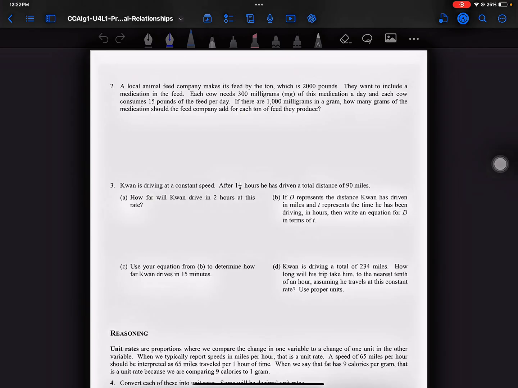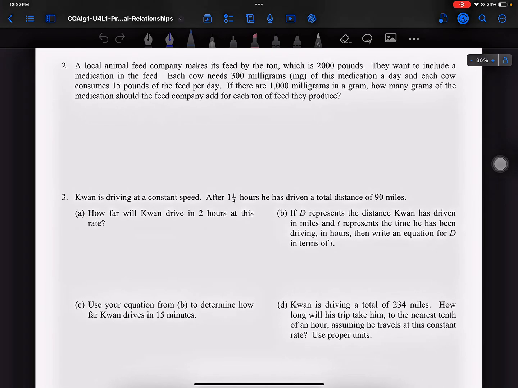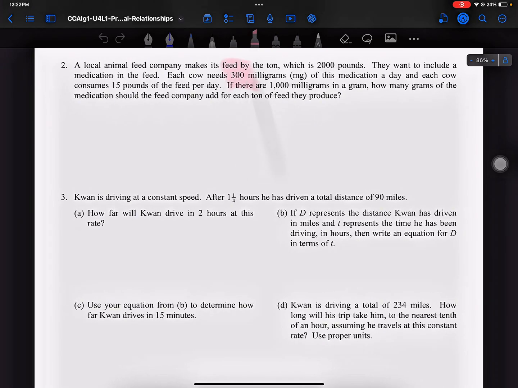The scenario is about a local animal feed company that makes its feed by the ton, 2,000 pounds. Each cow needs 300 milligrams of medication in 15 pounds of the feed per day, and we need to find how many grams of medication should be mixed in 1 ton, 2,000 lb, of feed.